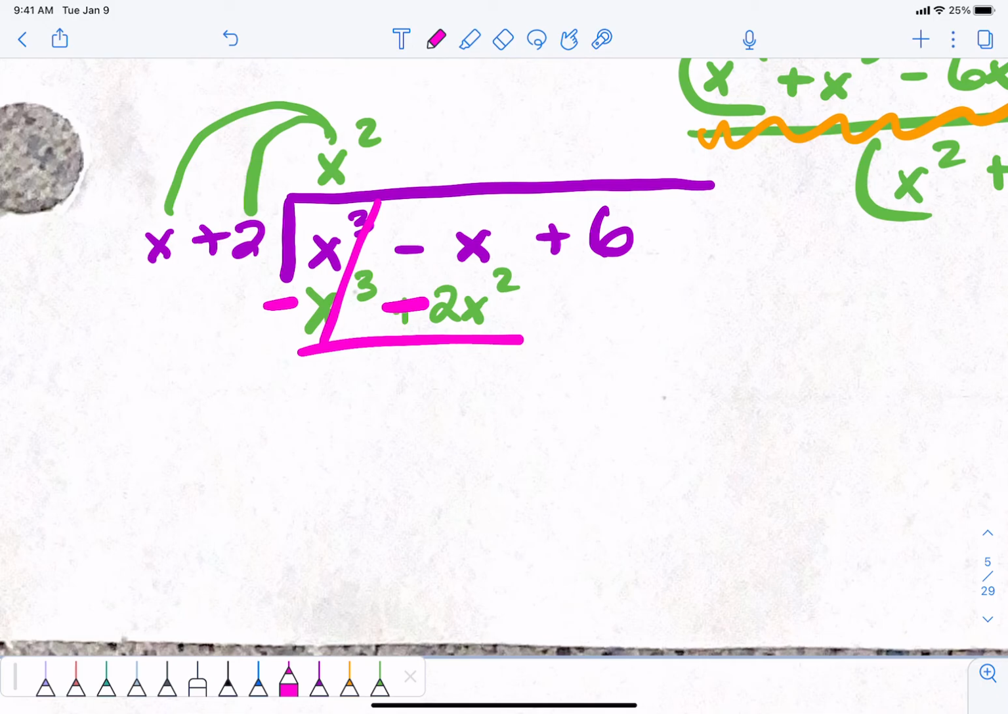Because look at what we're trying to add together. We're trying to add these two right here: negative x minus 2x squared. Can you add x's and x squareds together? No. So what's the problem? We can't add them. So how can we fix this? Just bring the negative x down.